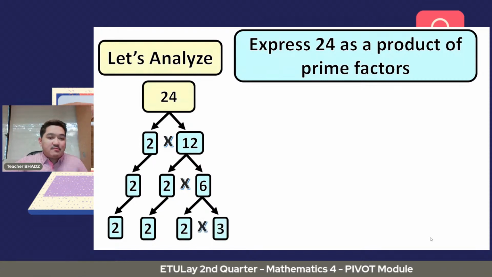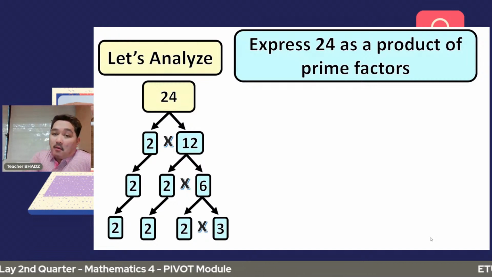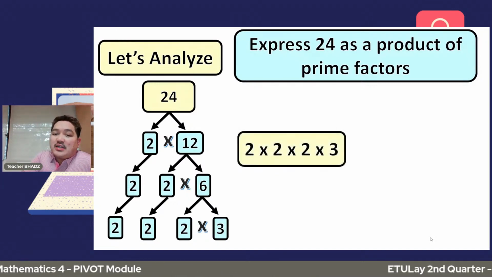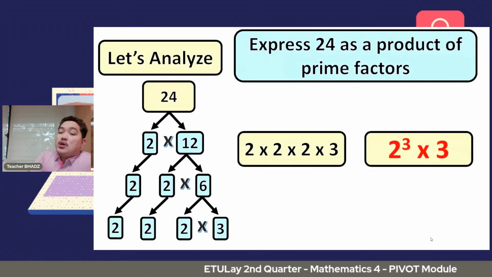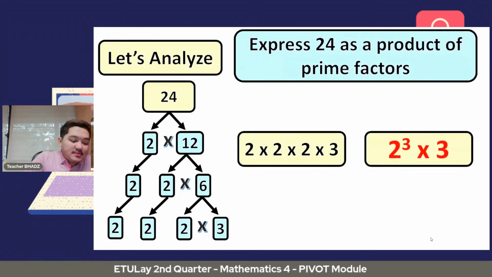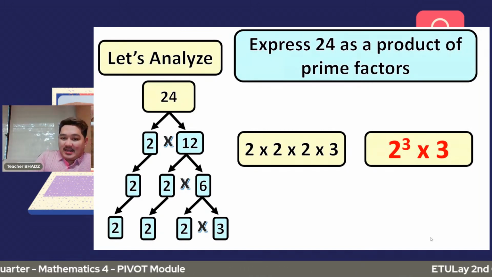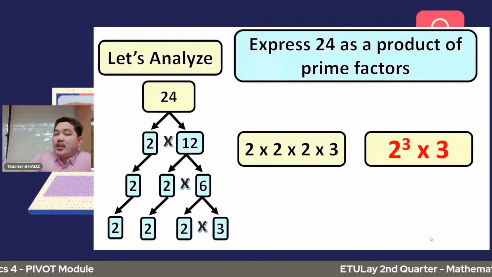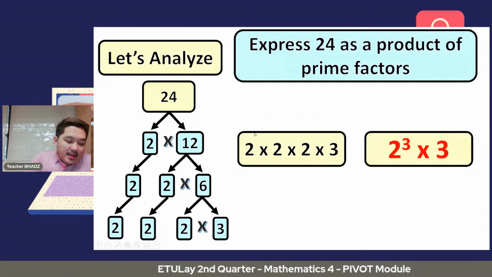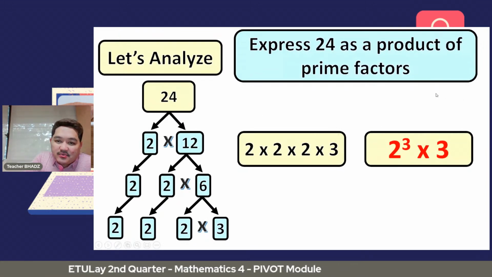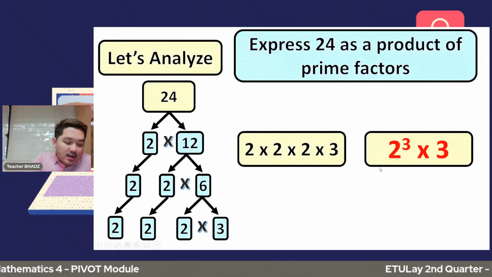Kung papansinin natin, lahat na dyan ay prime numbers. So, ang magiging sagot natin ay 2 times 2 times 2 times 3, or 2 raised to the 3rd power times 3. So, ayan yung magiging prime factors natin. Yung ibang teacher ninyo, hinihingi lang nila, eto lang, this one. Yung iba naman, ang hinihingi nila ay this one. Yung may exponential form.